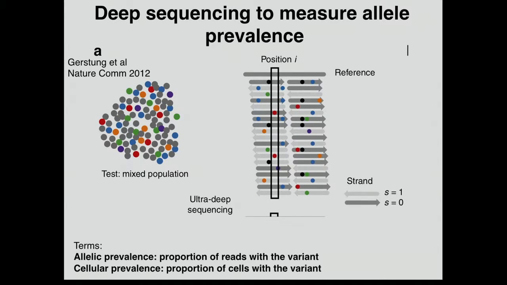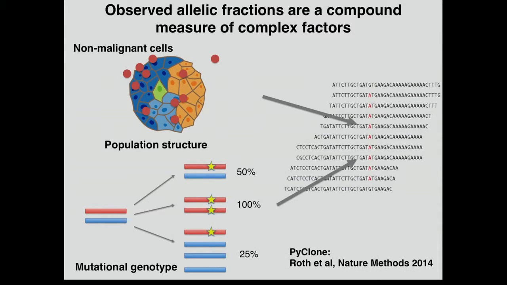And so the two terms of interest here are allelic prevalence, which is the number of reads that harbor the mutation over the total, and then the cellular prevalence, which is the proportion of cells in the tumor that harbor the mutation. So when we perform deep sequencing through PCR or capture or whatever method you choose, the allele fractions end up being a compound measure of several different factors. So we have an unknown proportion of non-malignant cells. These can be lymphocytes, it can be stroma. So that will impact this measurement here. We have the unknown population structure, which I mentioned already. So if the mutation of interest is, for example, in this orange population, it may be there in 15% of cells, and so that will impact the allelic prevalence.